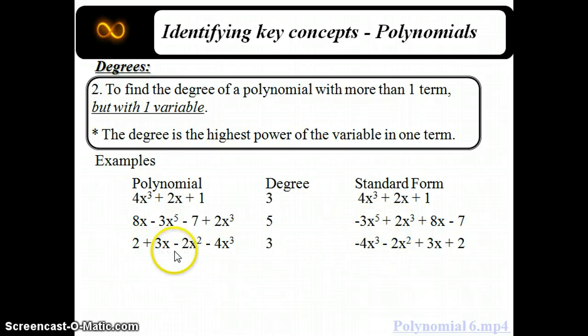The next one here, we look again. We have degree of 3, degree of 2, degree of 1, degree of 0. So we have the degree of 3 for the polynomial. And then standard form, we look again at the highest exponent. It's this one, and it's negative 4x cubed minus 2x squared plus 3x. This is a positive 2, which turns into a plus 2.